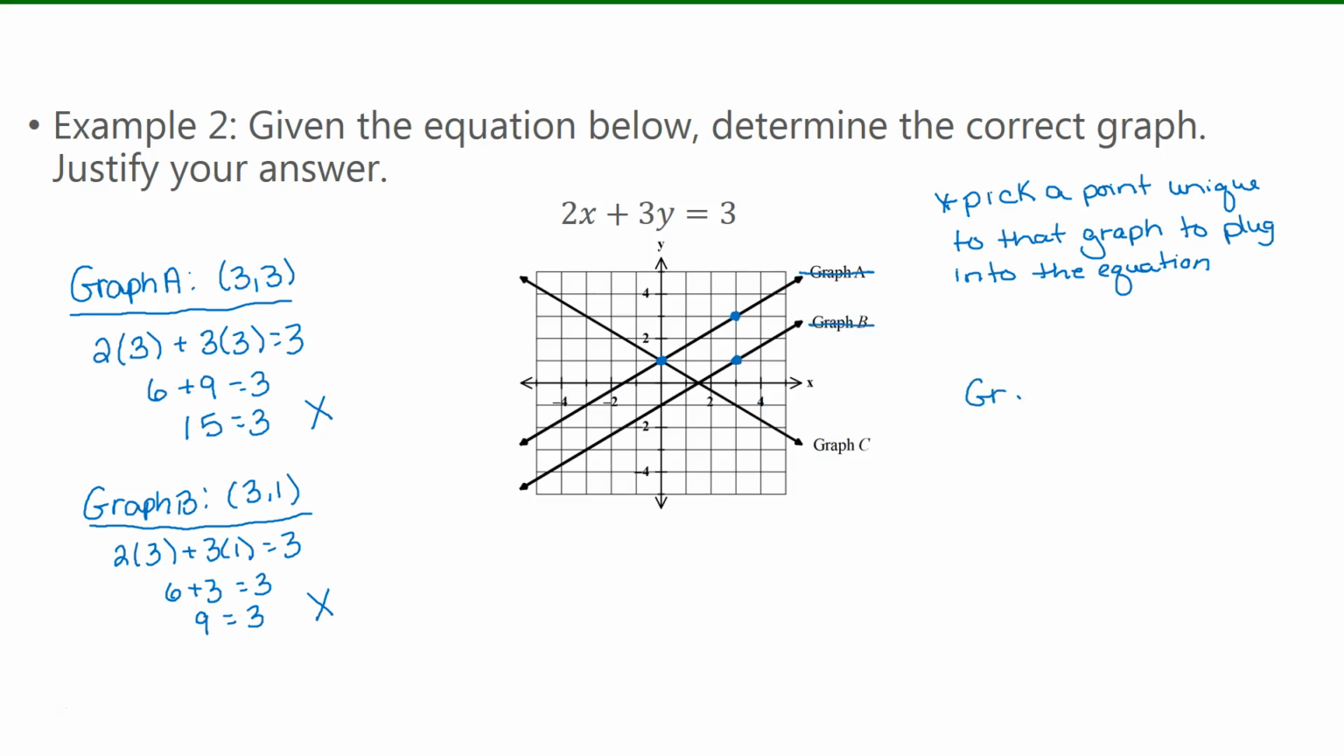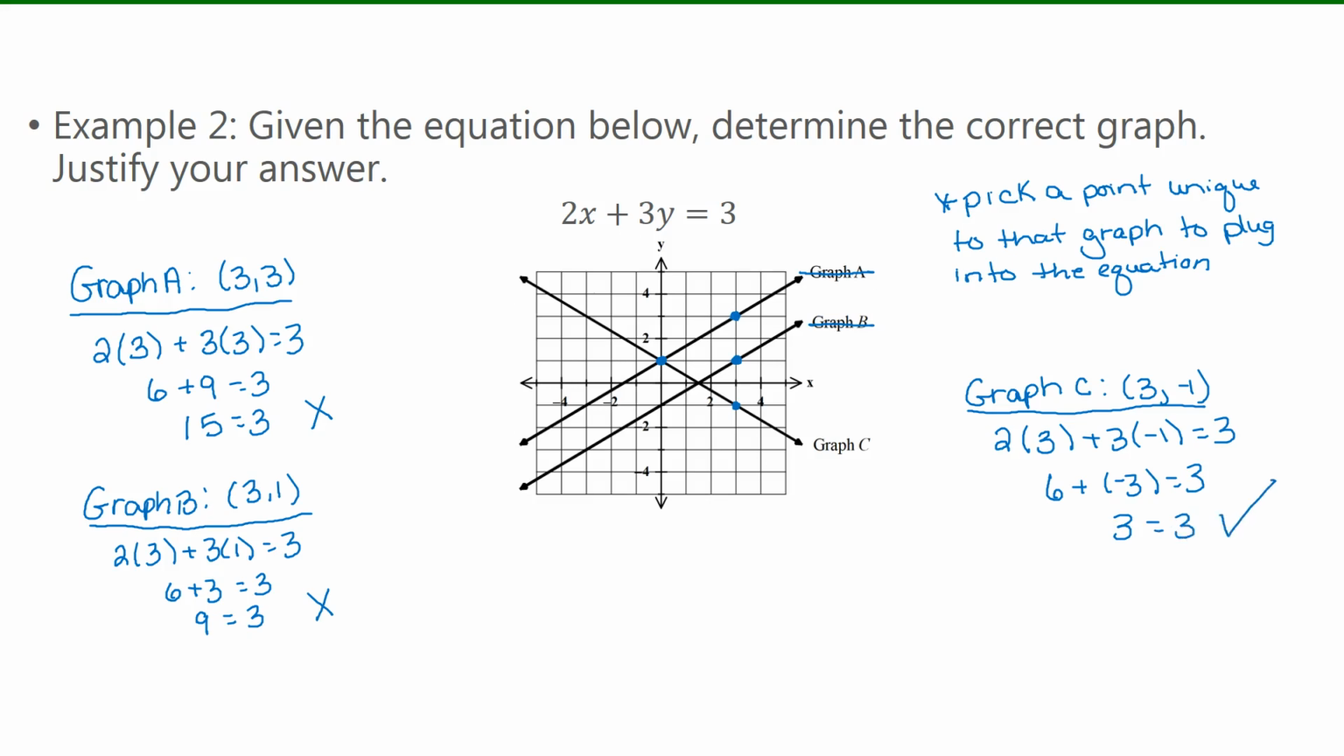So let's check to make sure that it is indeed graph C. So I can pick this point right here, which is (3, negative 1). Okay, so replacing x with 3 again, and this time y with negative 1. Let's see if this works out to be 3. 6 plus negative 3 is 3. So since 3 equals 3, we have found the correct graph.